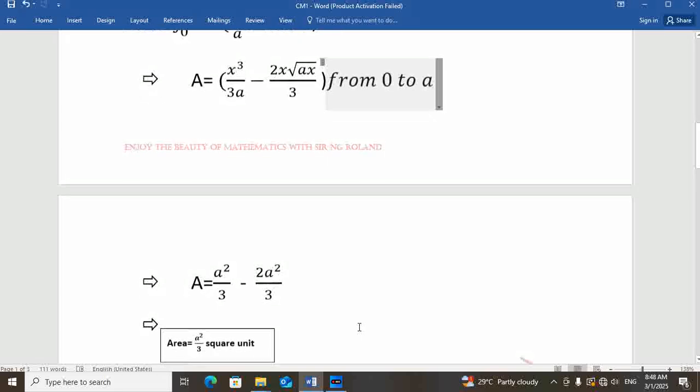If you substitute the boundary a here, you're going to have a squared on 3, and if you do the same here, you're going to have 2a squared on 3. Yes, because this a times a will make a squared, and the square root of a squared is a, and this a will make 2a squared on 3. So the area was found to be a squared on 3 square units.